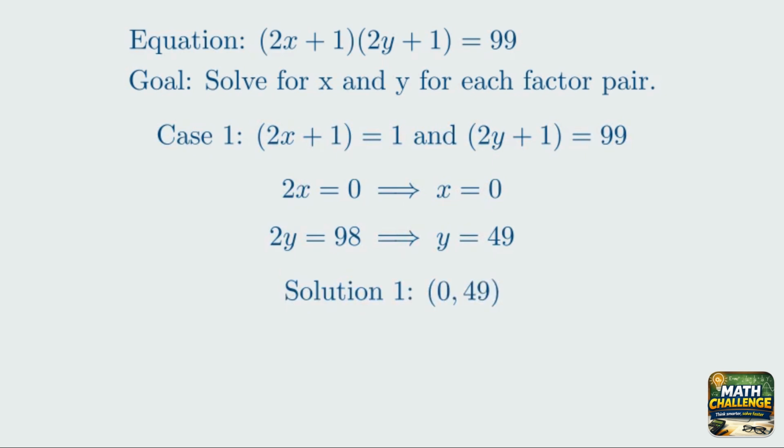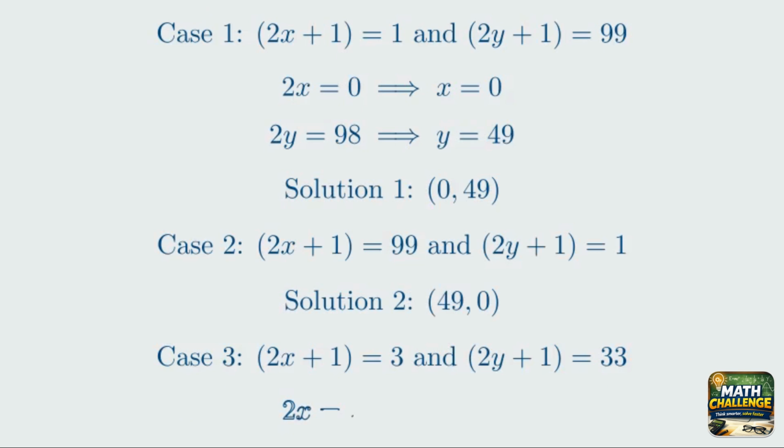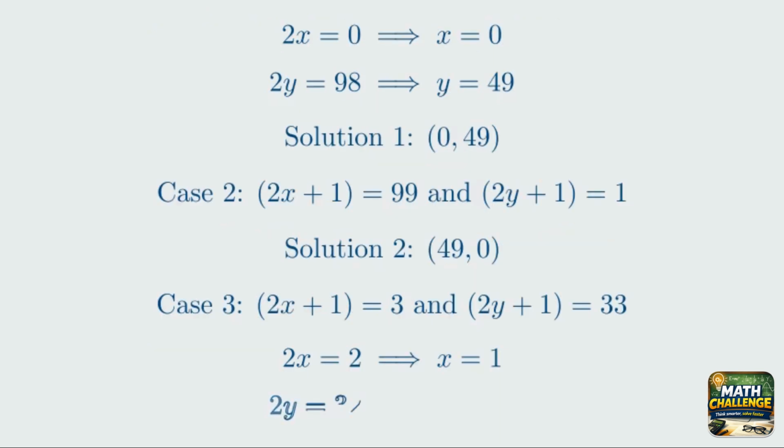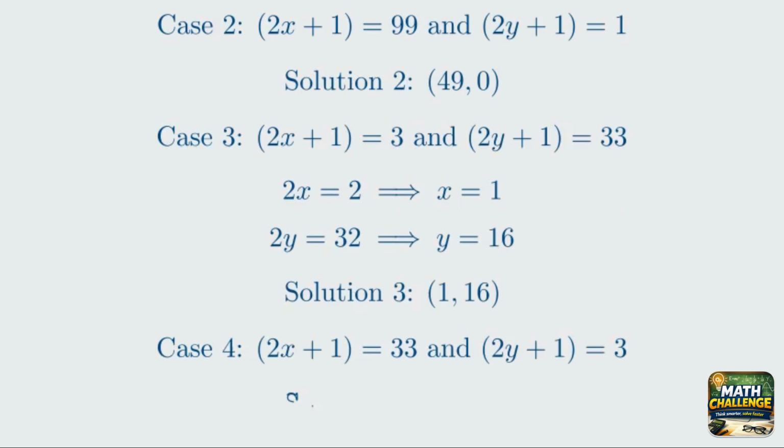Remember the reverse pair? 99, 1. This is just the same thing with x and y swapped. So x equals 49 and y equals 0. That's our second solution, 49, 0. Let's do another positive pair, 3 and 33. 2x plus 1 equals 3, which means 2x is 2, so x is 1. 2y plus 1 equals 33, which means 2y is 32, so y is 16. This gives us solution 1, 16. And the reverse, 33, 3, gives us the solution 16, 1.